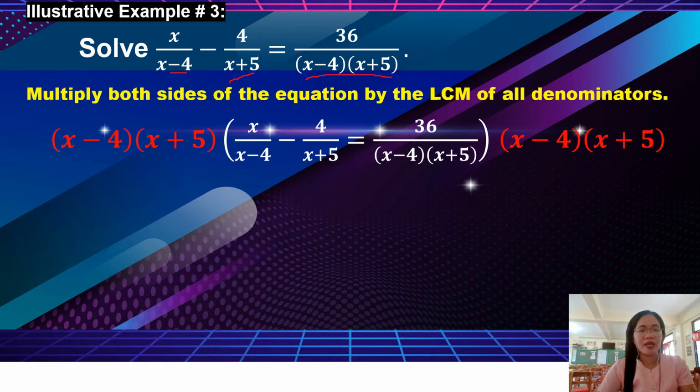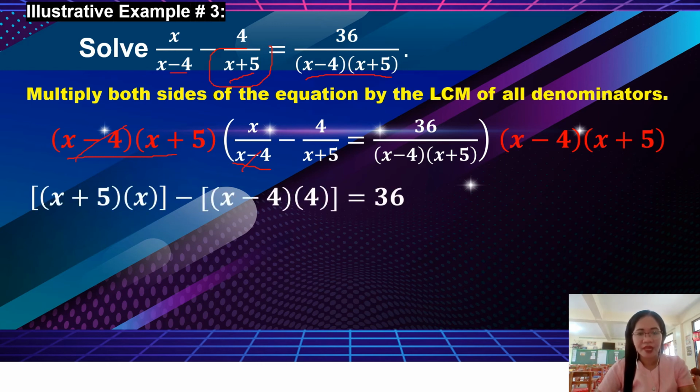Because in x minus 4 times x plus 5, we can cancel x minus 4 here, and on the other side, x plus 5 can also be canceled. If we can cancel, it means we can divide. Okay, we're going to multiply the LCM to both sides. Then afterwards, we are going to simplify. So x minus 4, we divide it by the denominator. Cancel. What remains is x plus 5. Then multiply it by x.